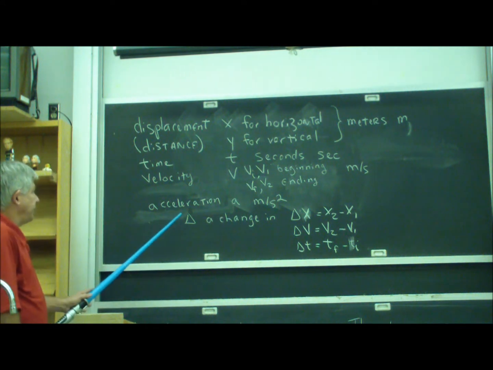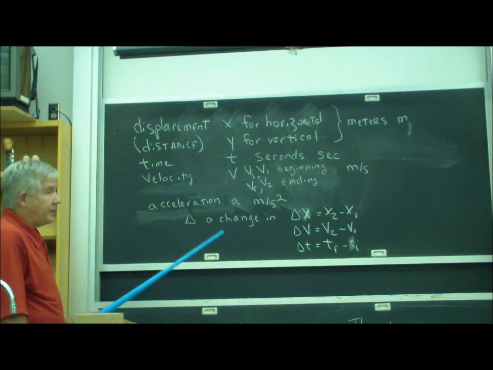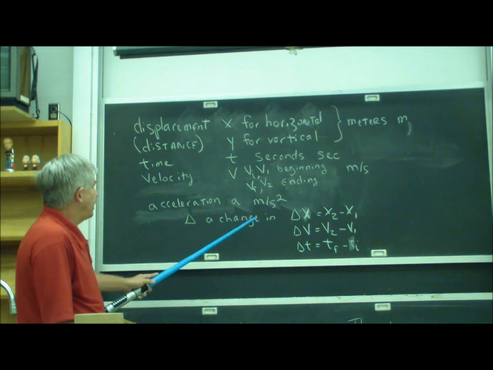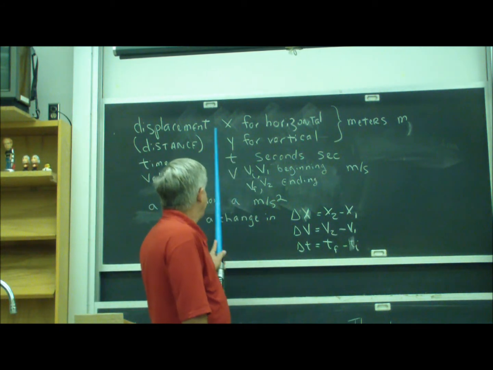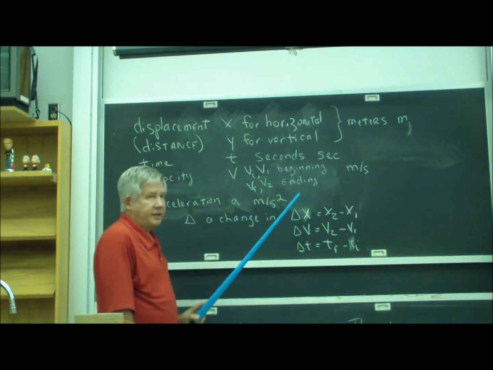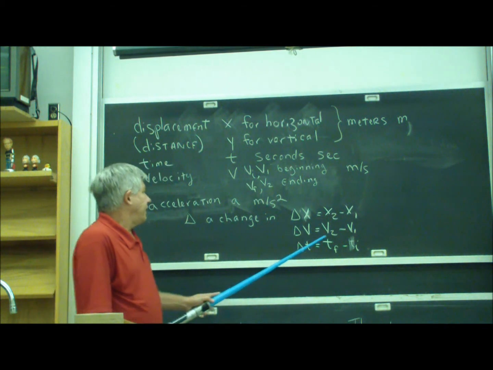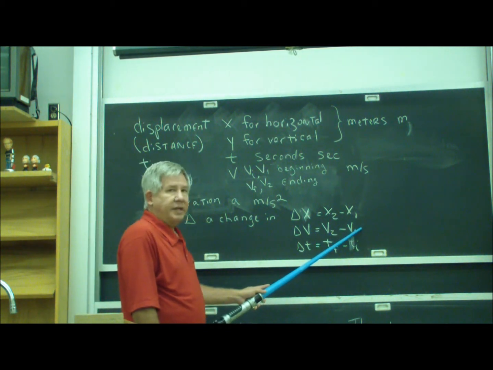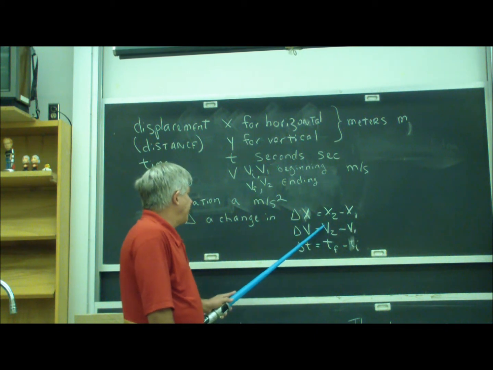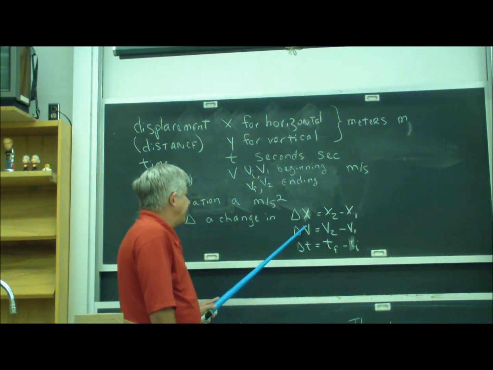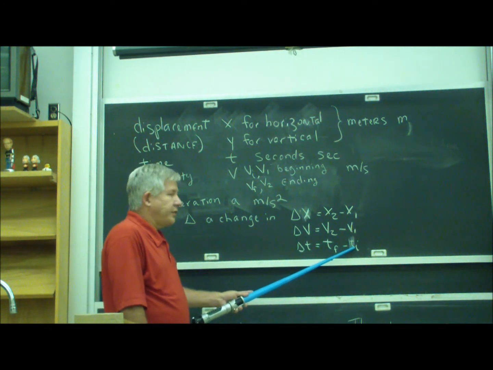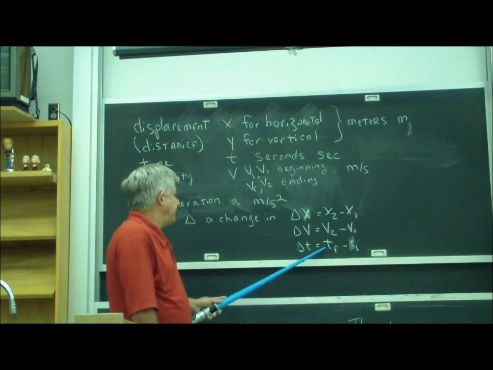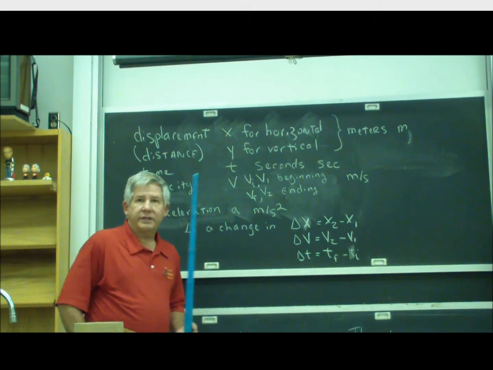You'll also see delta in a lot of the equations, and that means a change in. For example, if I go from x1 to x2, that's a delta x. If I go from 10 meters a second to 100 meters a second, that's delta v. And the same thing goes with time. If I start with 30 seconds and I end up with 87 seconds, that's delta t.